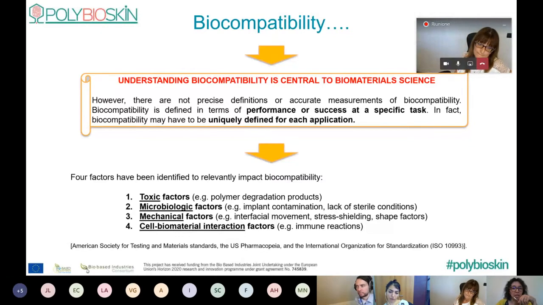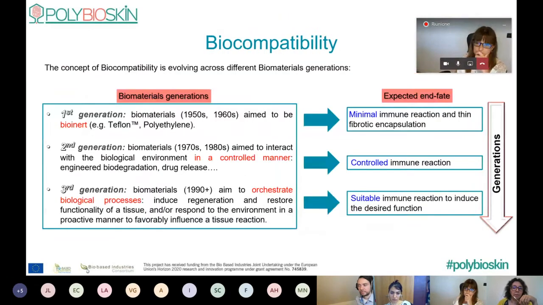So if we take a general look at biocompatibility, we have different factors that for sure affect it in a negative way. So if the material is toxic, if there is some bacteria on the material, so it's not well sterilized, if there is a stress shielding phenomenon, so a mismatch of mechanical origin in the material device, and also if we can have an immune reaction. Usually we produce materials that do not show this, but we also need to study the response of the tissue. So we have different generations of materials that were supposed to have different reactions from the body.